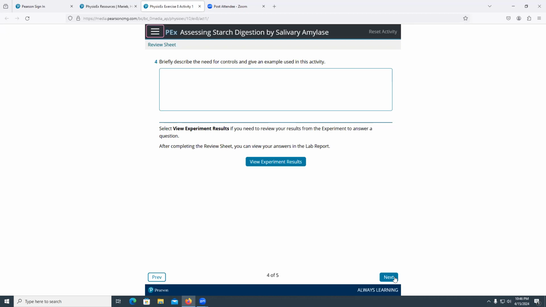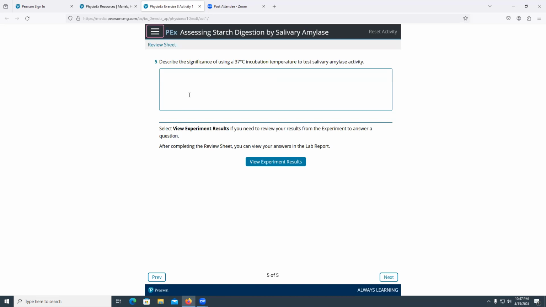Briefly describe the need for controls and give an example. So I validate my experiment when my positive control gives me a positive result, and I rule out contaminations when my negative control gives me a negative result. Describe the significance of using a 37 degrees Celsius incubation temperature to test salivary amylase activity. That's the optimal temperature for the enzyme to operate. That is the physiological bodily temperature.